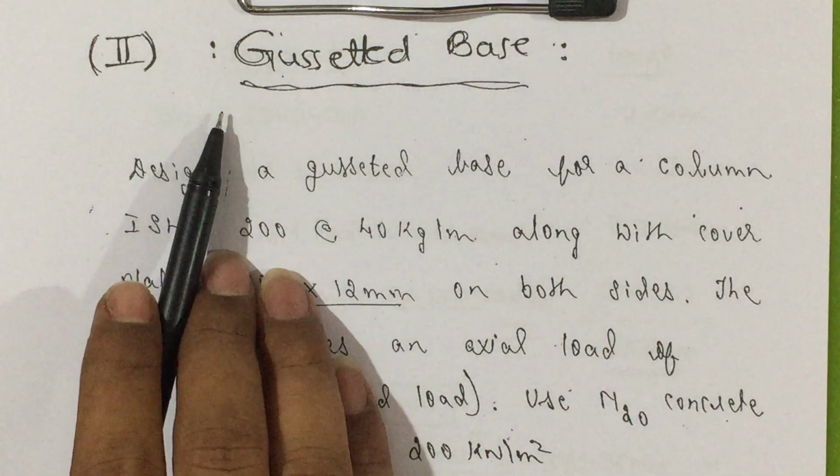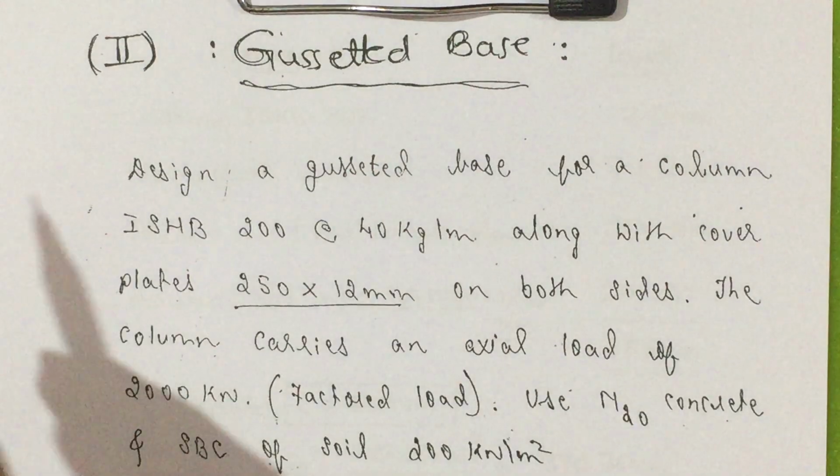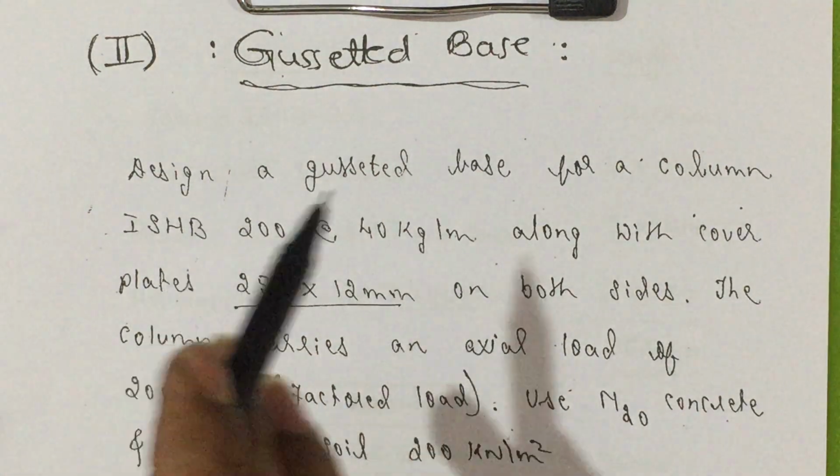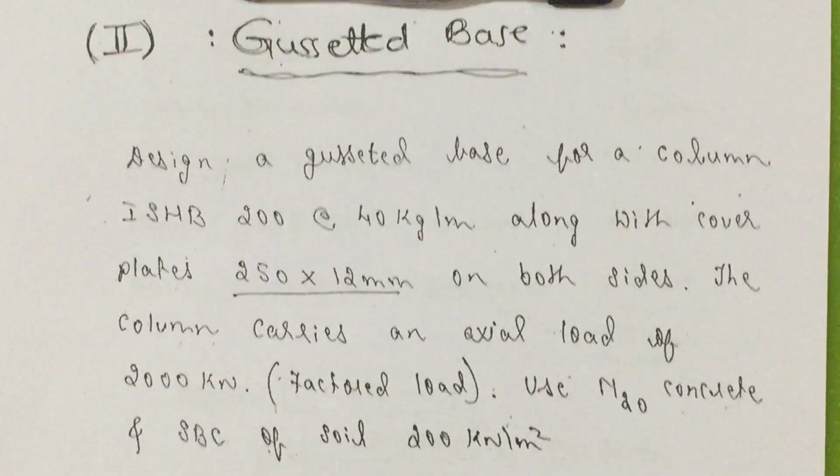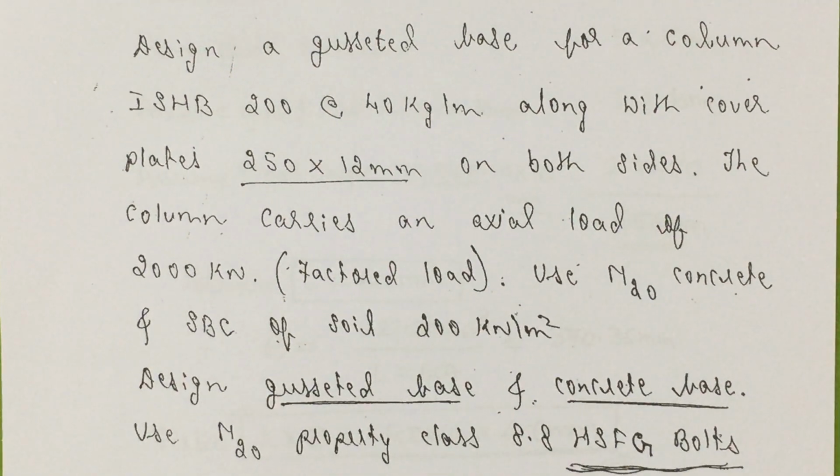This is type 2 problems in the column base. In the previous session, we came to know about the design of slab base. Now, we are going to deal with the design of gusseted base. Okay, let us take an example.